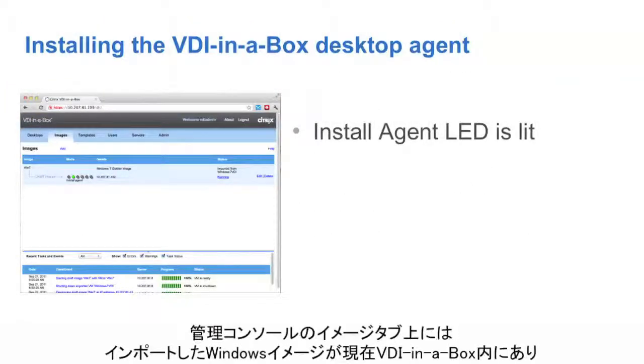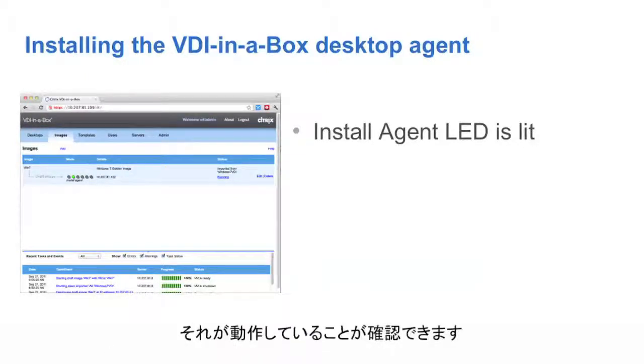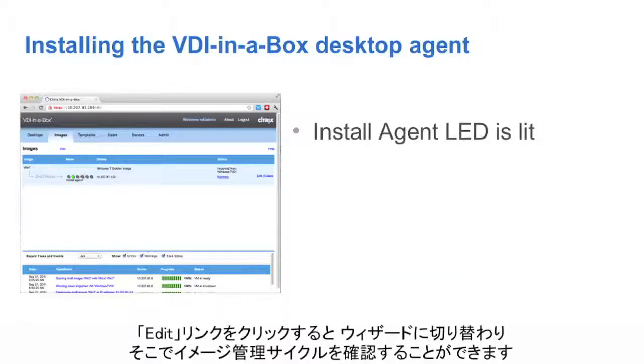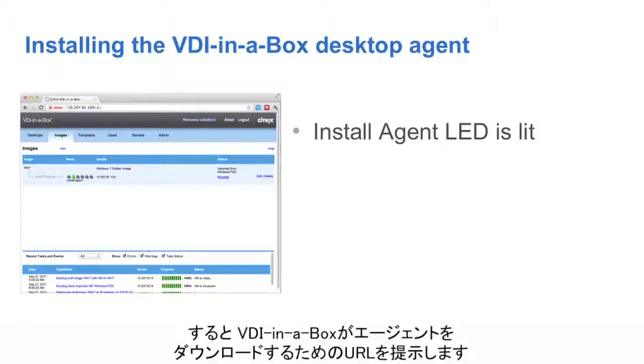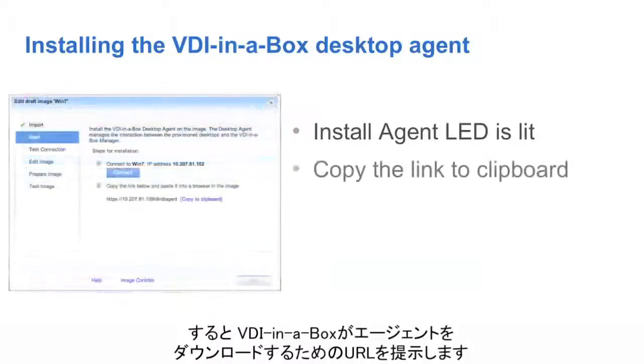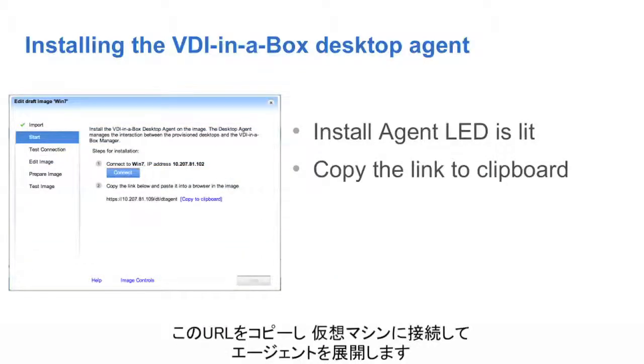On the Images tab of the Administration console, we see that the Windows image that we have imported is now in VDI-in-a-Box and shows that it is running. We will click the Edit link to take us into the wizard, which will walk us through the image management cycle. Our first step is to deploy the desktop agent on the image. VDI-in-a-Box has provided us with the URL to download the agent. We will copy this URL and connect to the virtual machine to deploy the agent.